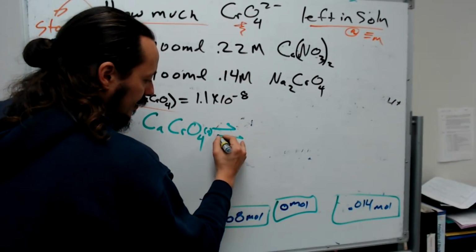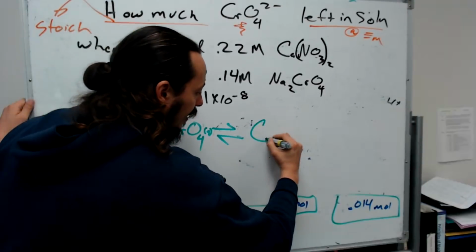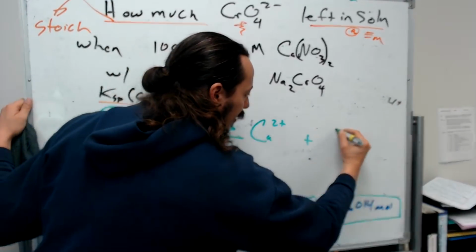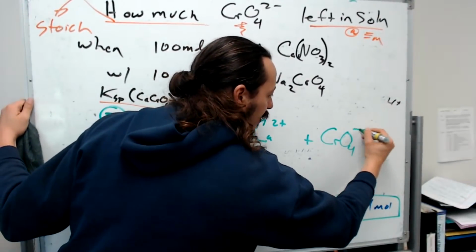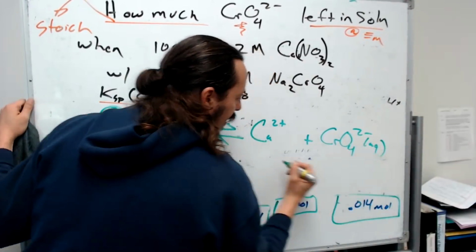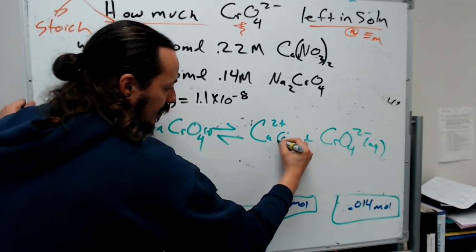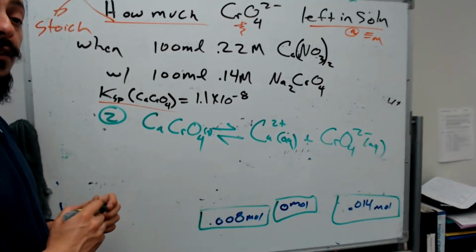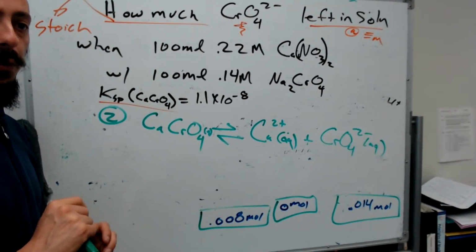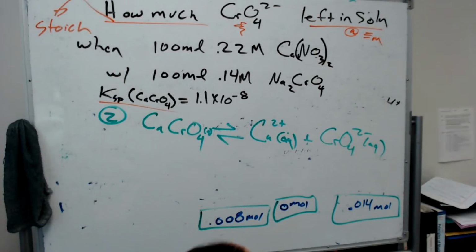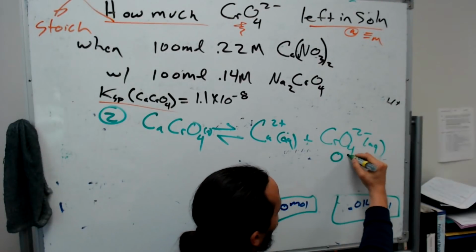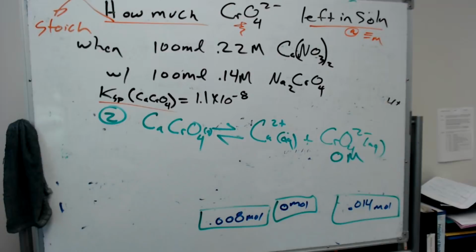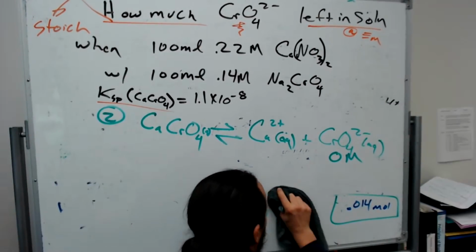solid, redissolving into calcium 2 plus and CrO4 2 minus, aqueous. And this is part of where we need to use that total volume. So we know that our chromate very easily has 0 molarity left over. I got my 0. I can erase that now. I've got it figured out.